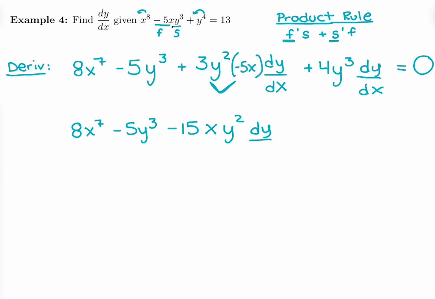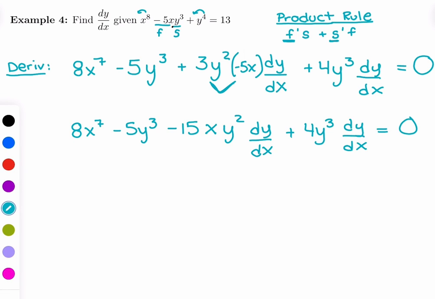Order doesn't really matter, but typically in math we go alphabetically, so x is before y. But I really just want to make sure I multiply that 3 times negative 5. That way when I go to combine like terms, I know whether I should add or subtract to move something. So 3 times negative 5 is negative 15xy squared dy/dx, plus 4y cubed dy/dx. That's why I like to check the product rule right away, because once we multiply it together, it's a little bit tricky to tell where the derivative came from and check the derivative from there. So now I'm going to combine like terms.